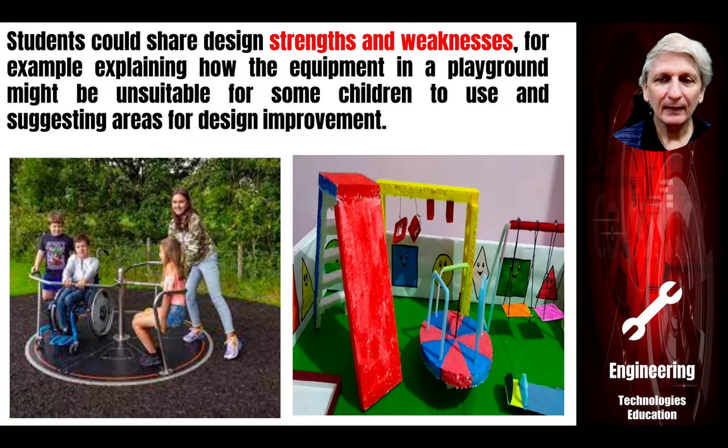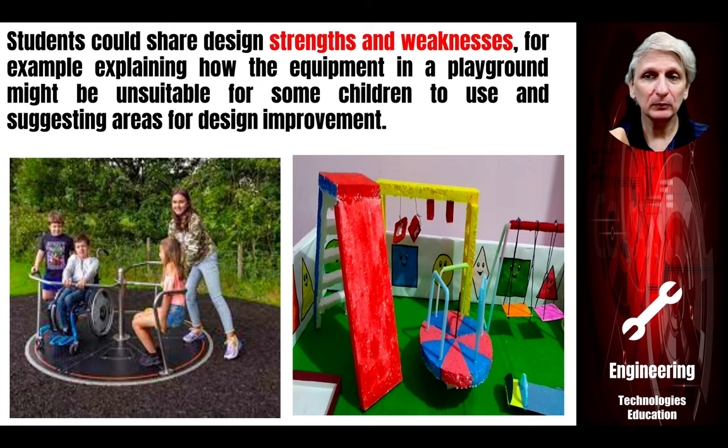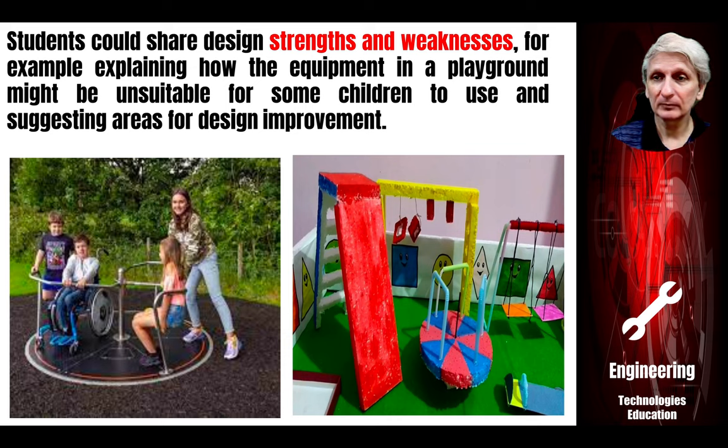Another aspect that students need to be thinking about in years one and two are the strengths and weaknesses of their solutions. Is it going to work for everybody? Will some people have difficulty with their solution? One example here is around creating playground equipment. Is it going to be suitable for students with disabilities or for students that have a fear of heights? There could be a range of different elements that students need to think about in terms of their solutions.